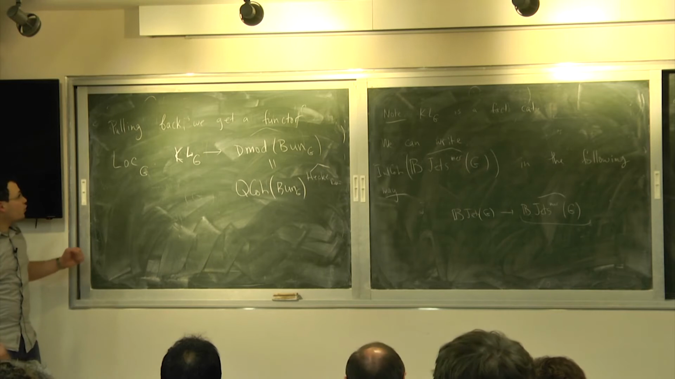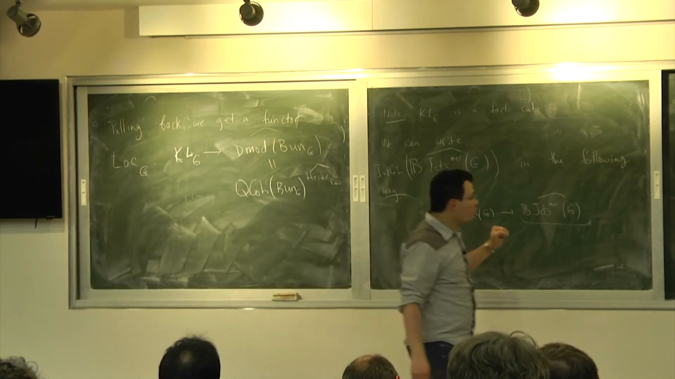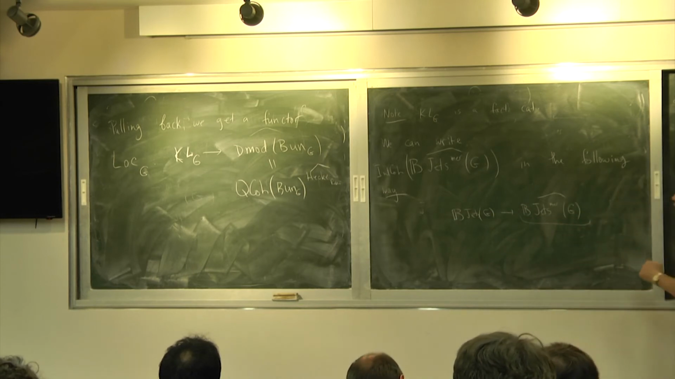So you may have seen a version of the localization functor for Kazhdan-Lusztig representations before, and certainly this looks much more complicated.